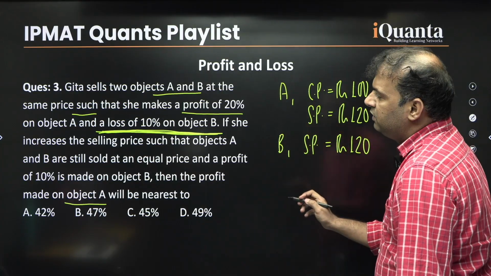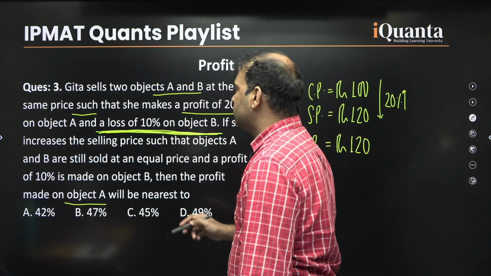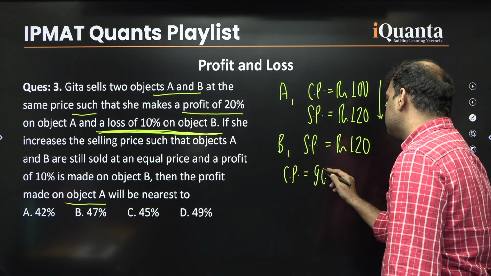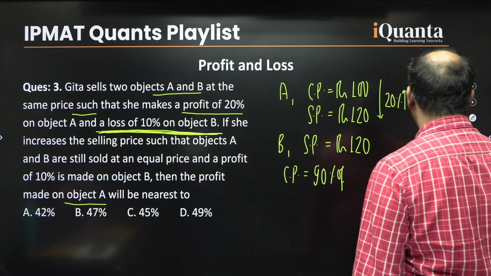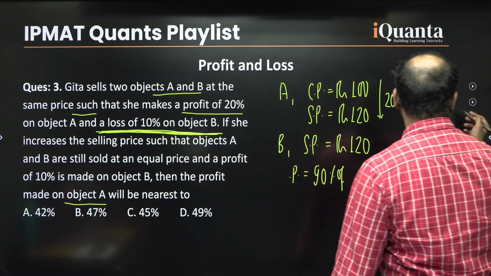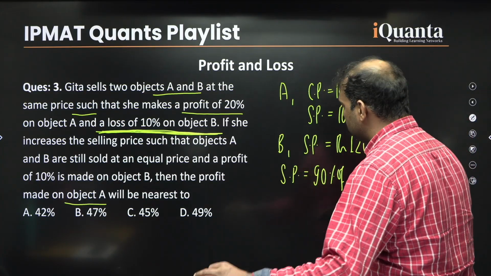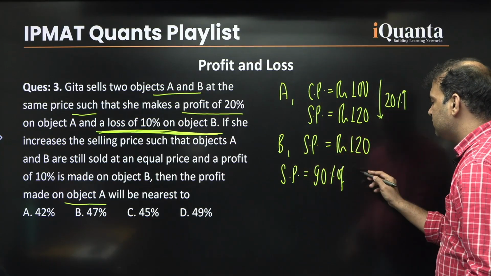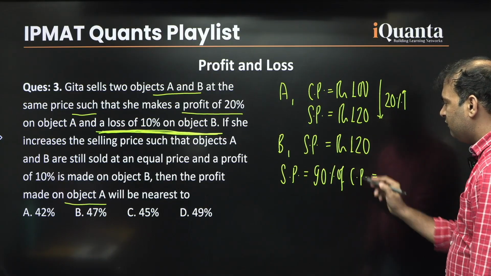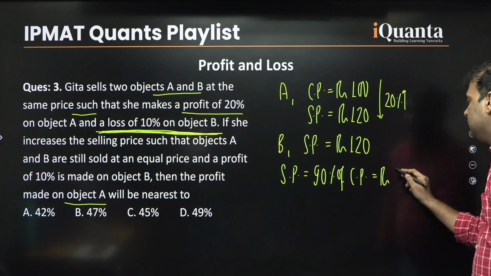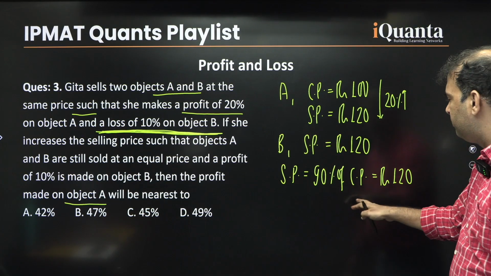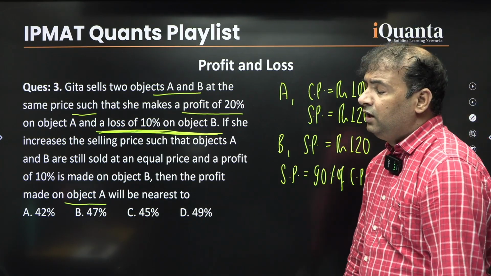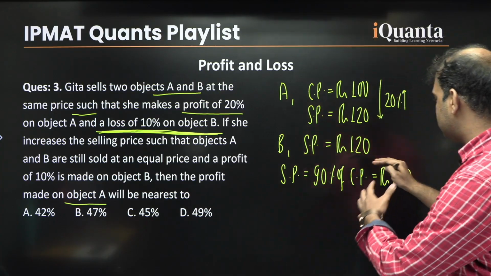So guys, remember, she is making a loss of 10% on object B. That means we can say, in fact I should write, the selling price should be 90% of the cost price, right? Because there is a loss of 10%. That means the selling price is 90% of the cost price, and that we have gotten as 120. So 90% of the cost price of object B should be 120. So by this we can find the value of the cost price. Simple.